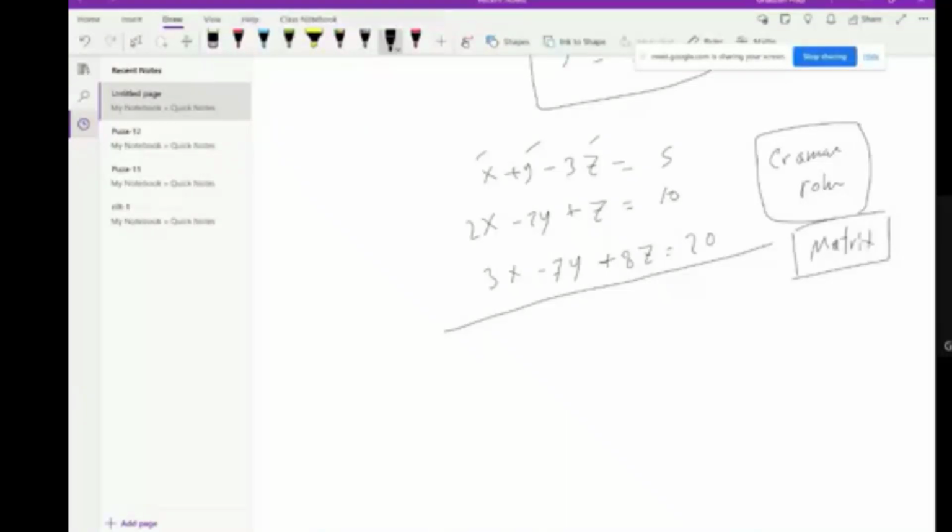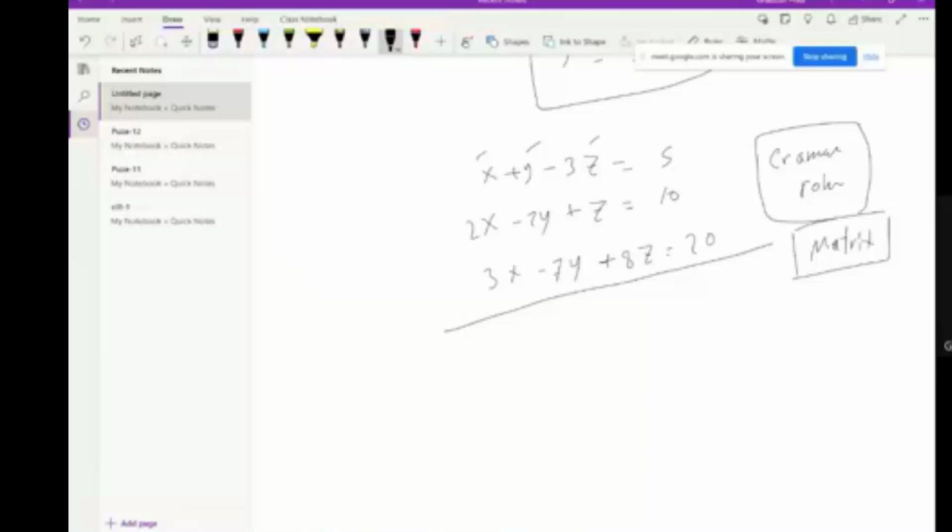Did you take it? Yes, we took it. When? Matrix, last year. In mathematics. Yes. Good.